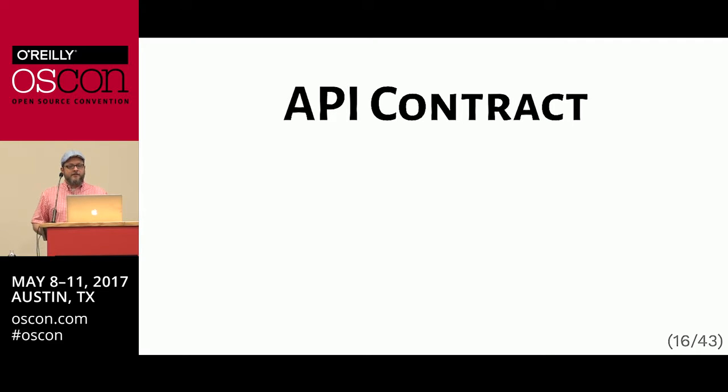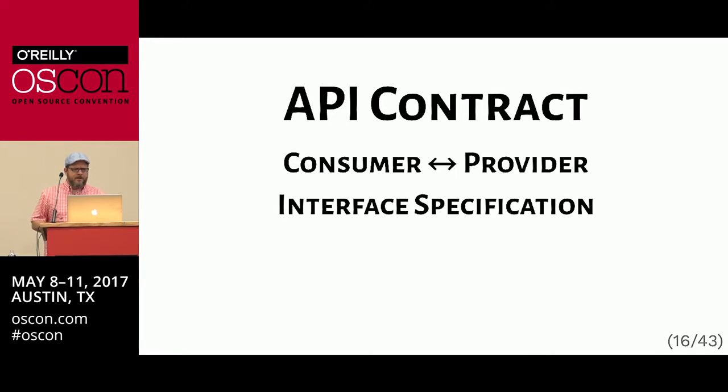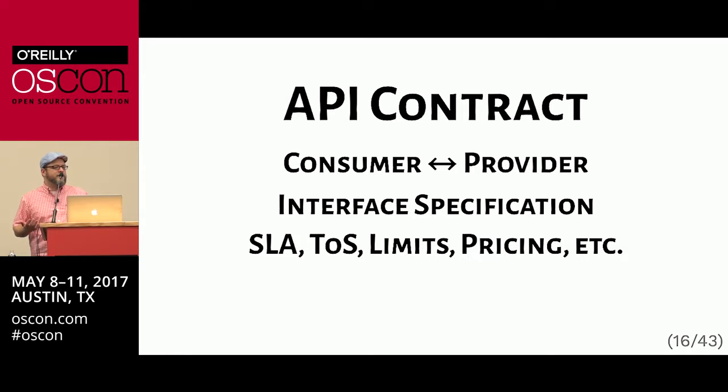So like a legal contract, this is an agreement between two parties. In this case, it's an agreement between the API consumer and the API provider. Often it's a negotiated agreement. This includes the interface specification, a description of how all the requests and responses should work. But it includes other things too, like SLA, terms of service, rate limiting, and things like that.